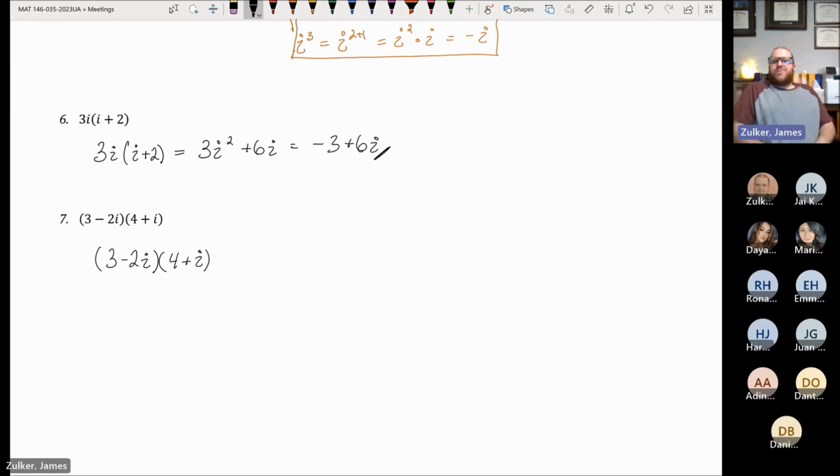What about (3 minus 2i) times (4 plus i)? Again, think of this in terms of algebra. If this was (3 minus 2x) times (4 plus x), how did you expand that out?